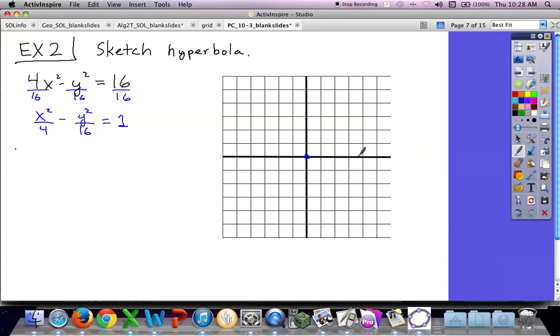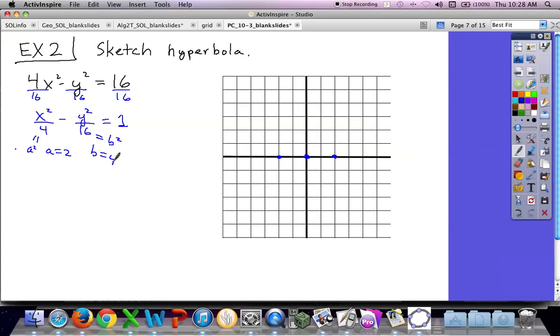We know the a, right? A squared is 4, so a is 2. That tells us that we should go to the left 2 and to the right 2 to find the vertices. Now, here's where we introduce b in terms of what b means on the graph. B squared is 16, so b equals 4, right?